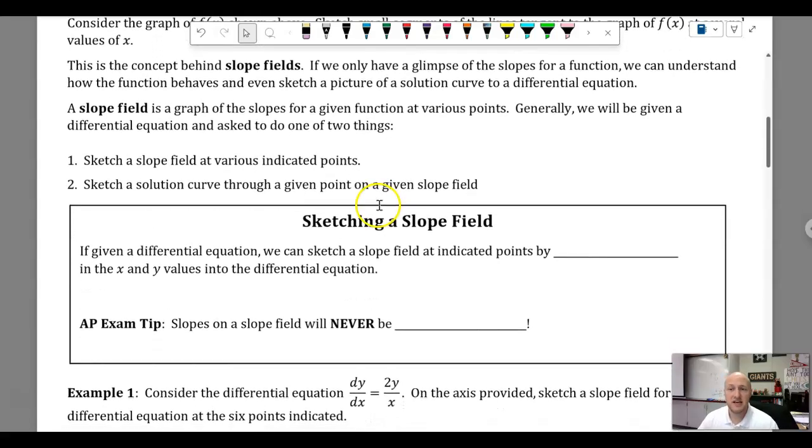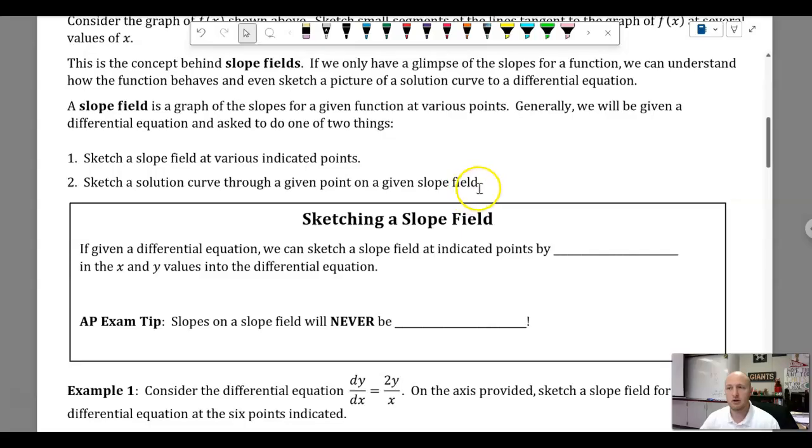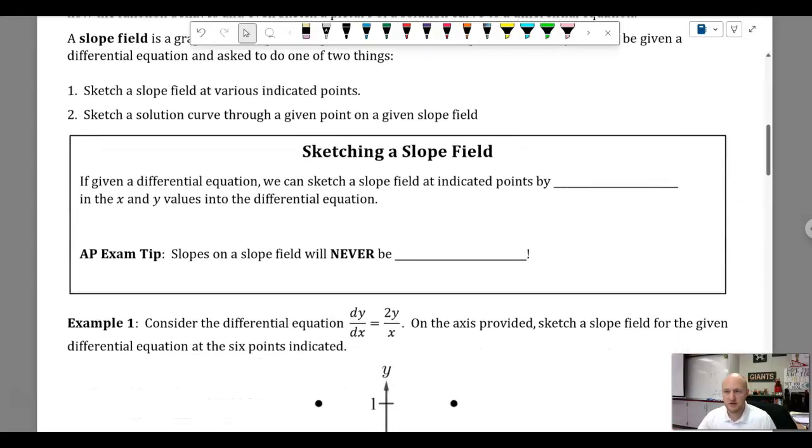Or number 2, sketch a solution curve through a given point on a given slope field. So they'll give you a slope field and you just draw a curve through it. That's the most common, okay? So we'll look at both of those situations here in a second.